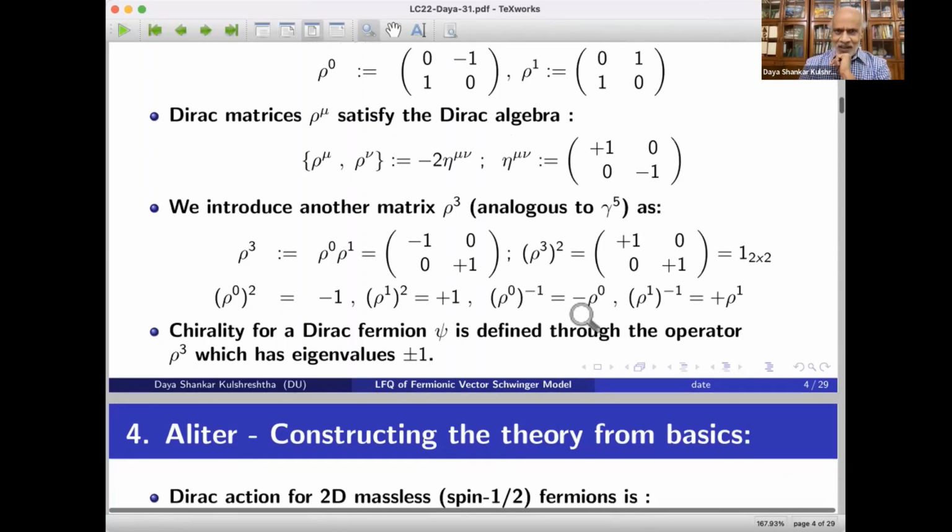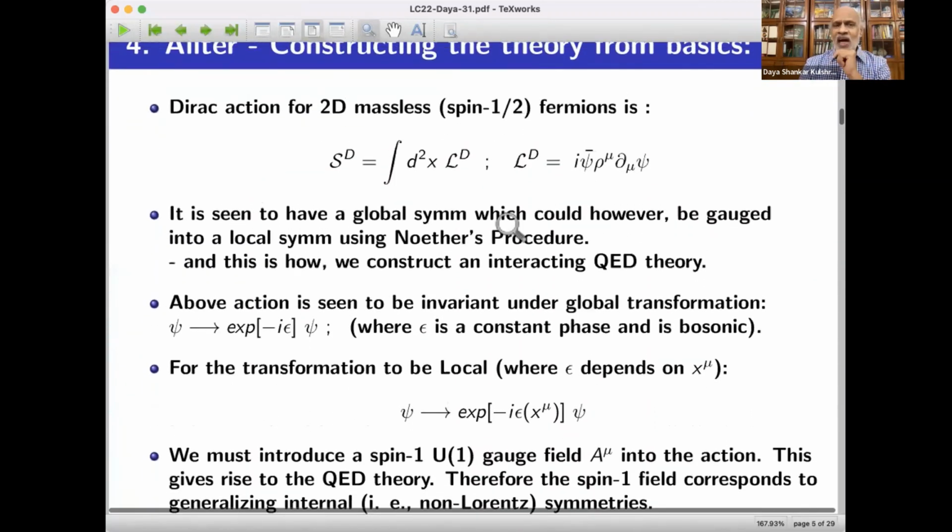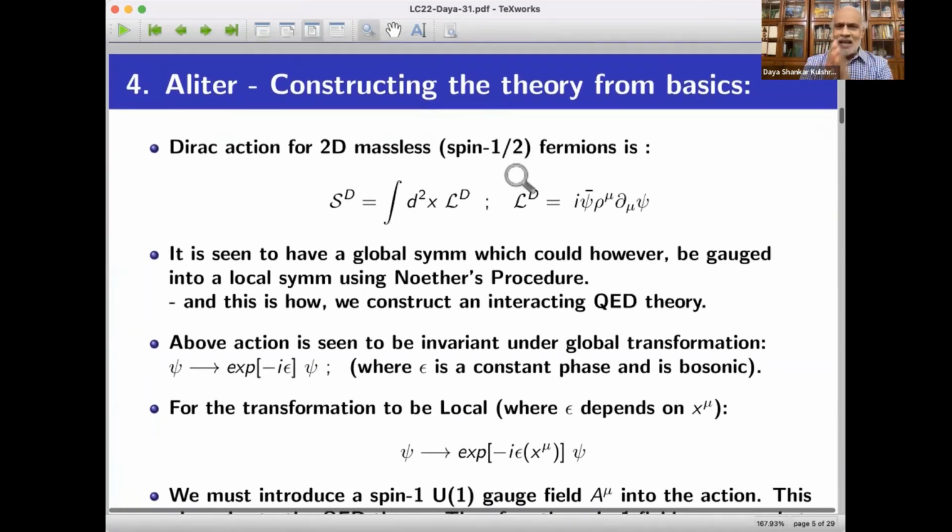And I'm going to make use of it in a very specific manner in my own calculation. So after having described the so-called vector Schwinger model, let me now construct this model ab initio, as my friend James Very would like to call it, from the fundamental principles.